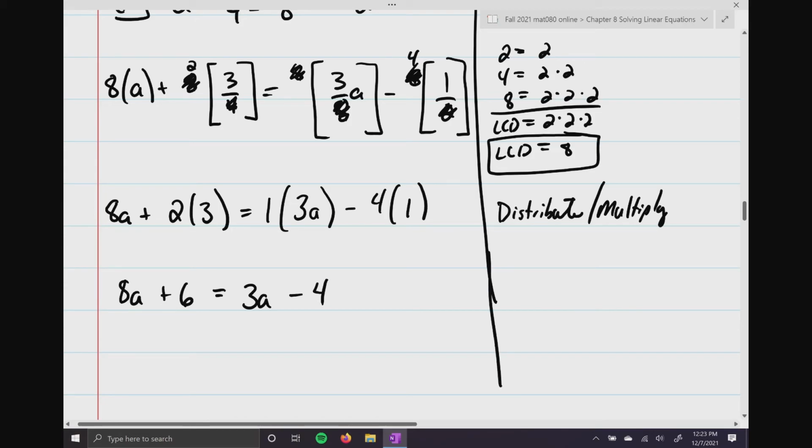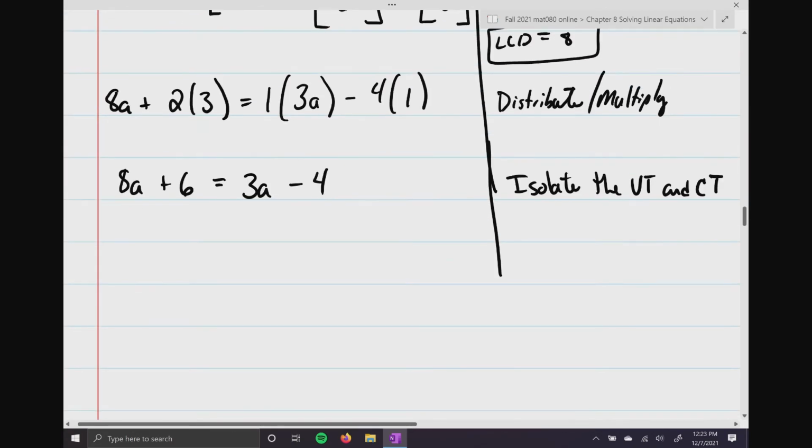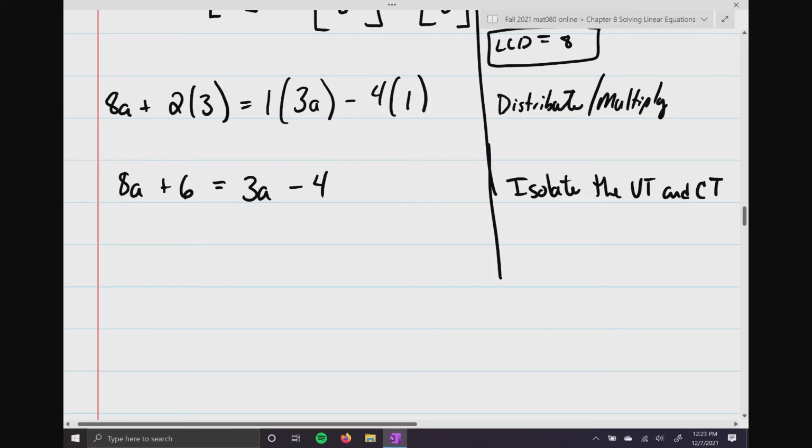Now, step 3, combine like terms. Well, there's nothing we can combine on the left nor the right. So what we're going to have to do is step 4. We're going to have to isolate the variable terms and constant terms. So like I said, it doesn't matter what you move. Just pick something and move it. So I'm going to subtract 3a from both sides because I like to get my variable terms first. 8 minus 3 is 5a plus 6 equals negative 4.